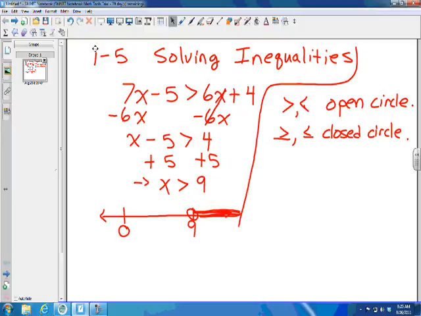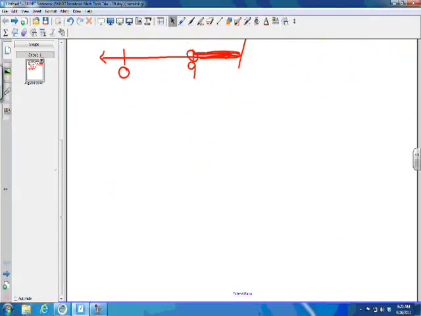12 is greater than or equal to negative 0.3x. Are we going to have an open or closed circle on this? Closed. Very good. Sounds like we've all got that. So we got our x over here. We just have one x in this problem. How do we get that by itself?